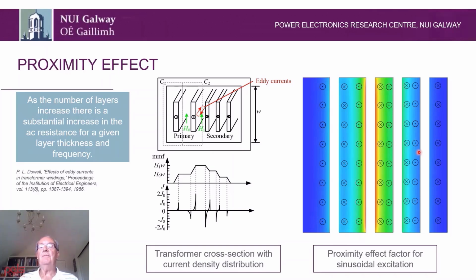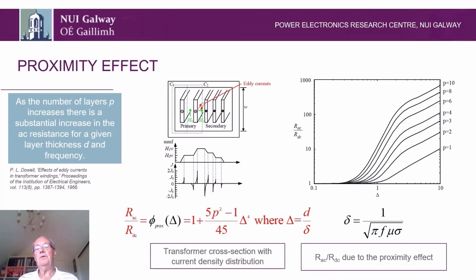So we need to look at this now more closely, and in order to analyze it, it was analyzed by Dowell, the famous Dowell's formula, back in 1966. Essentially what he did was he modeled this as a cylinder and took the magnetic field on either side of the cylinder and worked out the AC losses due to the current flowing in the cylinder.